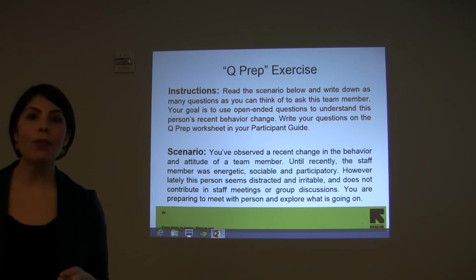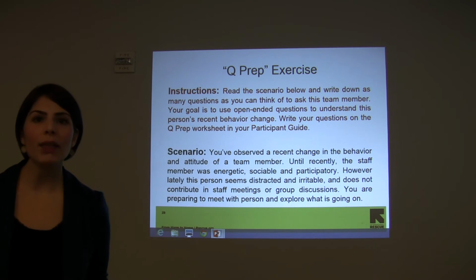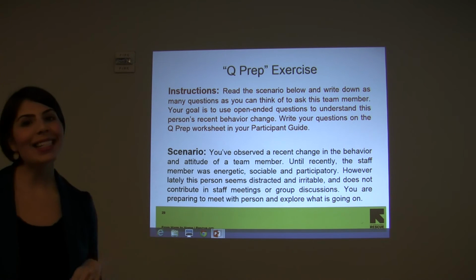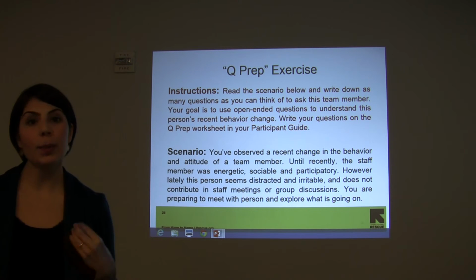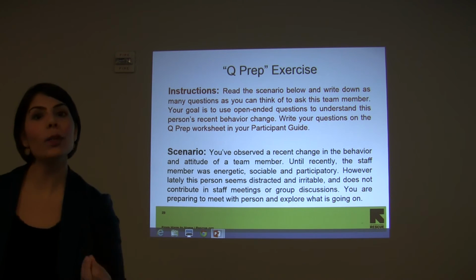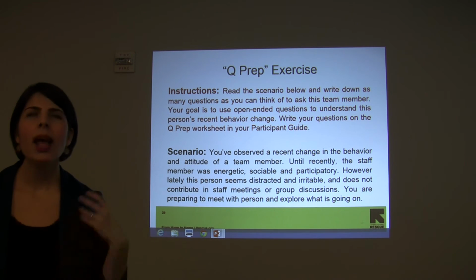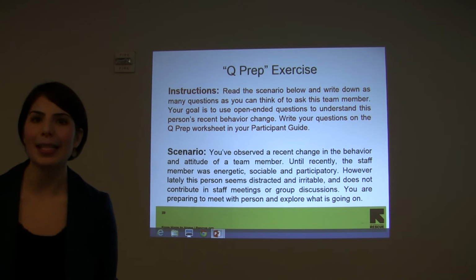You might spend some time before that interview writing down all of the relevant questions you want to ask them. That's exactly what Q-Prep is. It's spending that time before you respond to somebody, or before you go into what could be a difficult conversation with an employee, thinking about the kinds of questions you would want to ask.